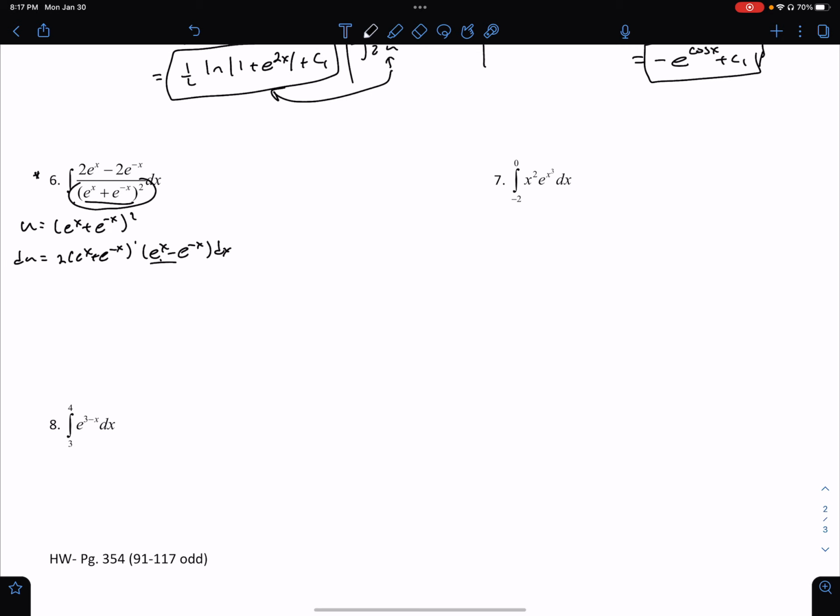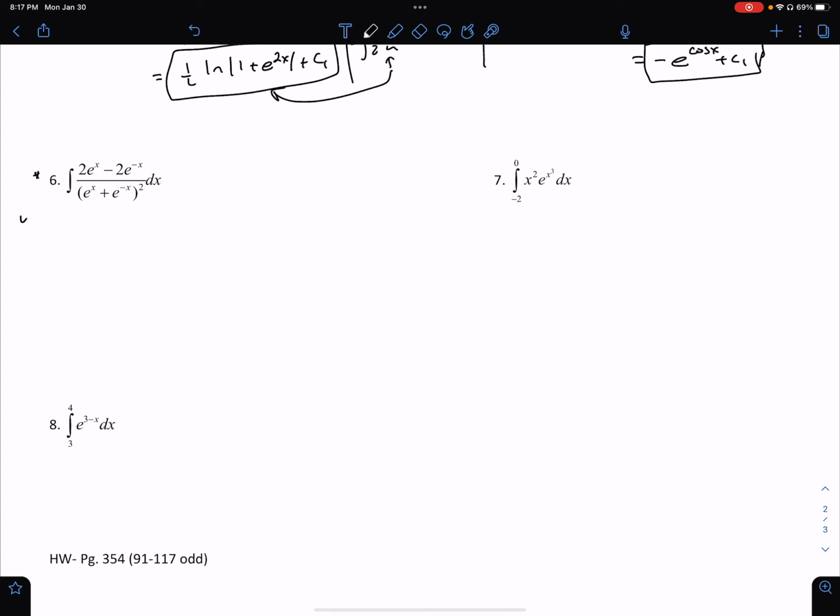I can cancel out this e to the x minus e to the negative x with the numerator, but I'm still left with this on the bottom. So that's kind of telling me that this is not the right way to do it. So I'm going to go ahead and erase that and choose a different u here. So instead of doing the whole bottom for this one, see, it's okay to be wrong. I was just wrong there too. And it's okay to have errors. They're awesome. Helps us learn more.